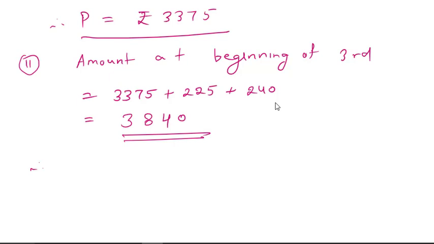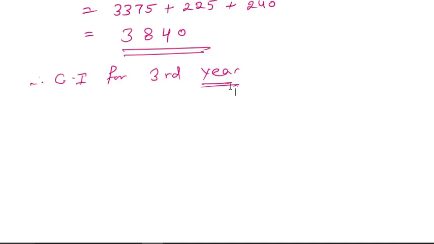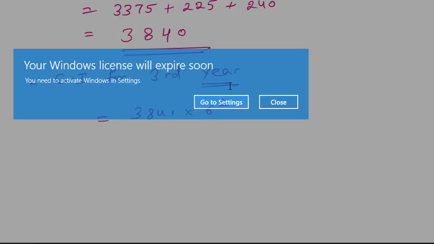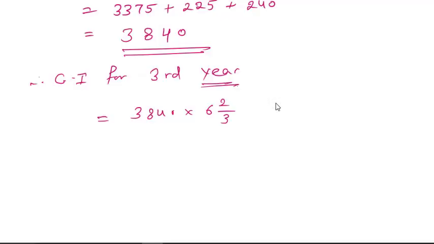So therefore, compound interest for the third year. As for 1 year only we are calculating interest, we use the simple interest formula, which is principal, that is 3840, into rate of interest which we have found out, 6 2 upon 3, and 1 year, divided by 100. So this is 3840 multiplied by 20 upon 3 whole divided by 100.